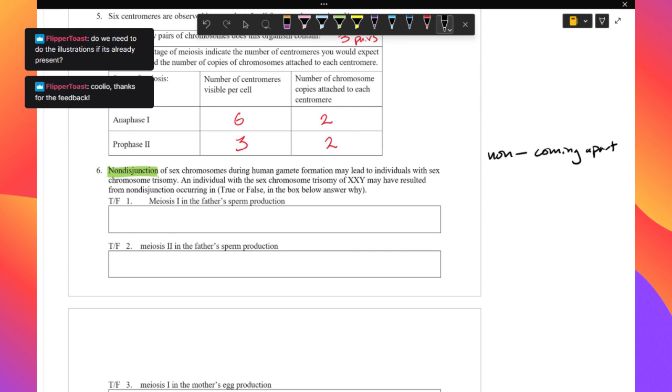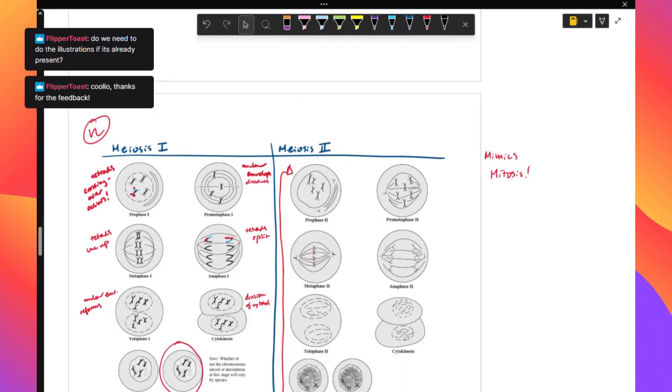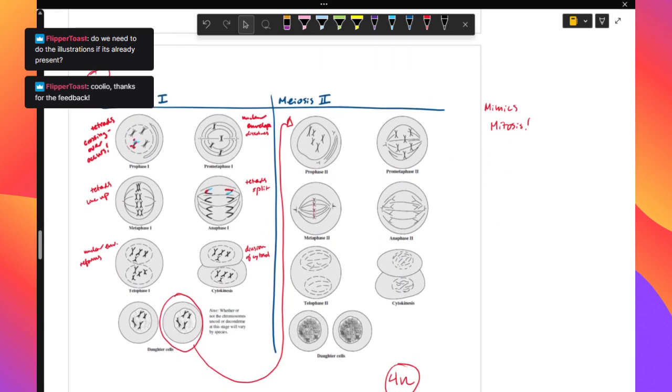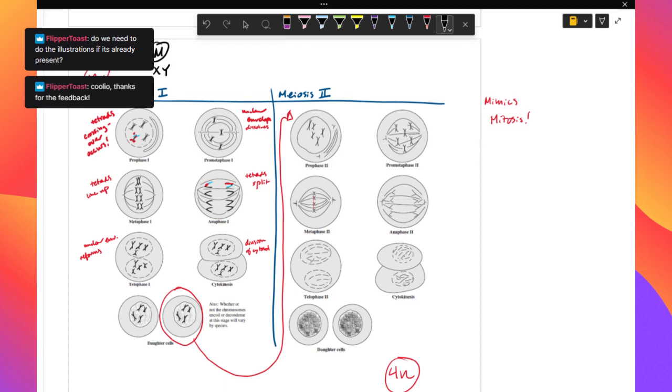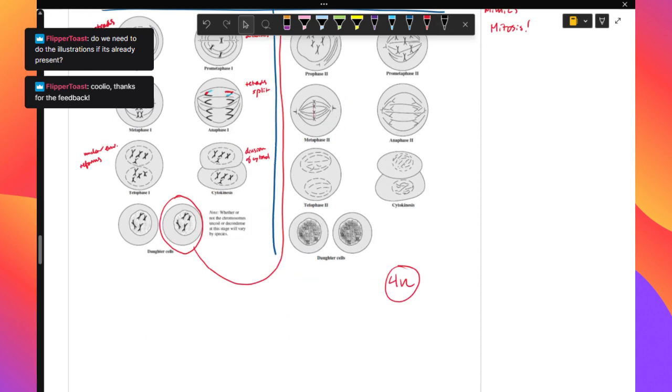Could trisomy occur if non-disjunction occurred in meiosis 1 in the father's sperm production? So production of gametes, meiosis 1. Let's look back up here. Meiosis 1, if we've got our male cell here, if it's X and Y, those stayed together. We have daughter cells with both or none.